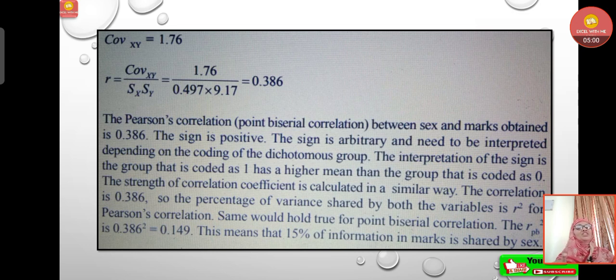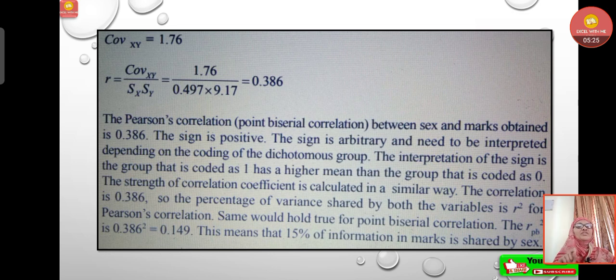The sign is arbitrary and needs to be interpreted depending on the coding of the dichotomous group. The interpretation of the sign is that the group that is coded as 1 has a higher mean than the group that is coded as 0. The strength of the correlation coefficient is calculated in a similar way. The correlation is 0.386.